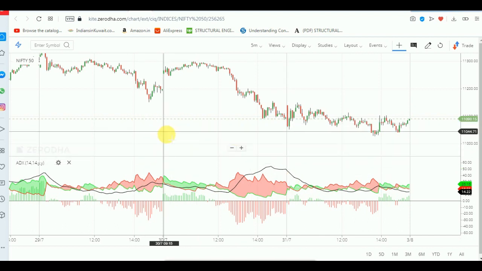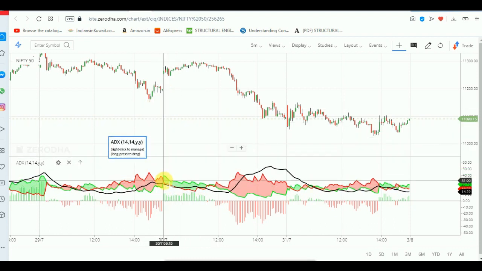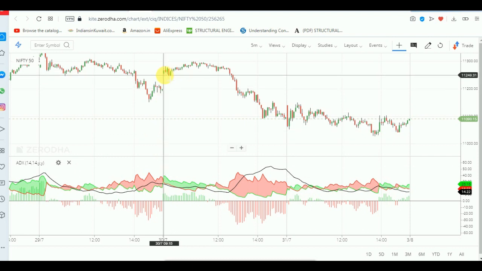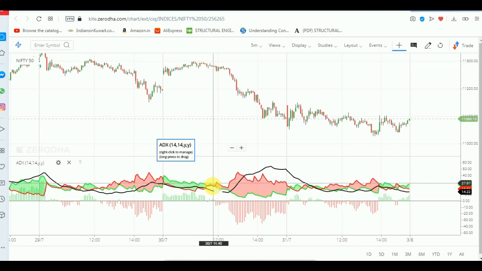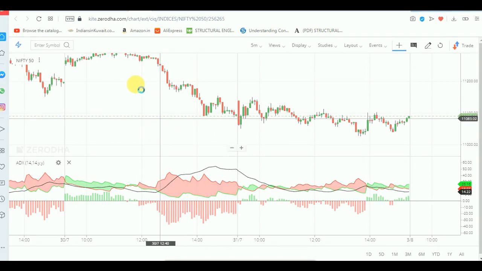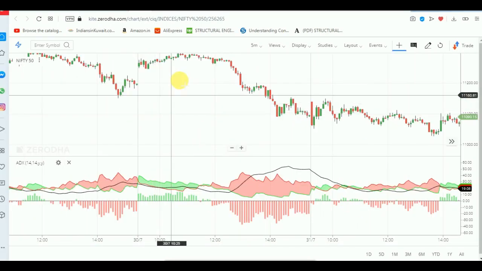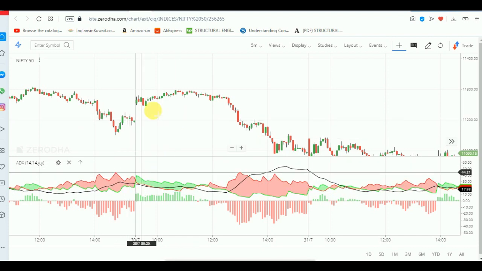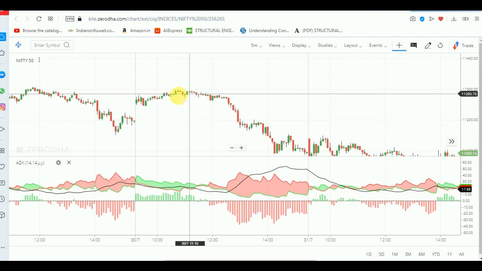Similarly, in the green filling, the green filling started here. This is the first candle and it ends somewhere here. This is the last candle of this particular filling. Let me zoom in once so that it will be easy. If you see here, the market moved slightly in the upward direction, but it was not a considerable movement. The movement was very constant and very slow, right?